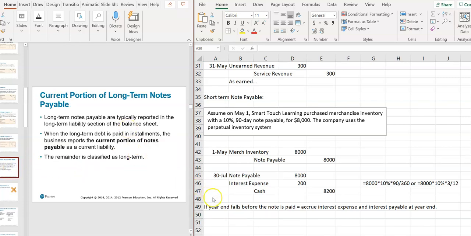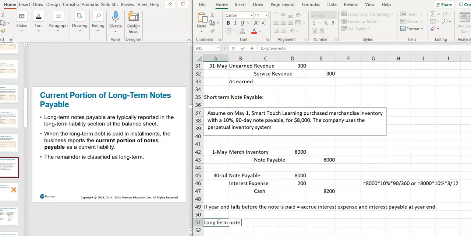All right, and then finally, the portion of a long-term note that's due in the current year would be moved up to a current liability.